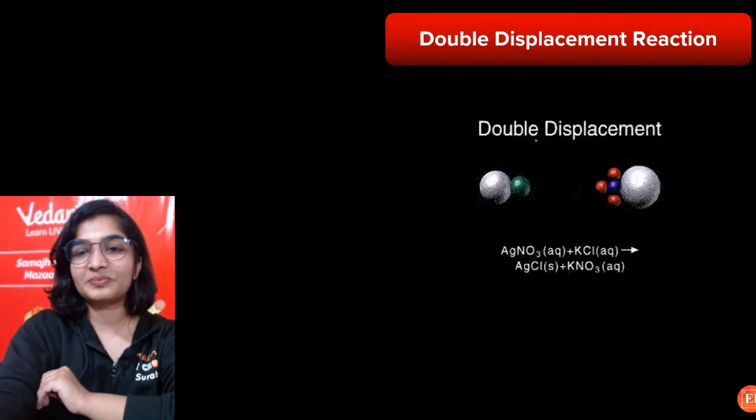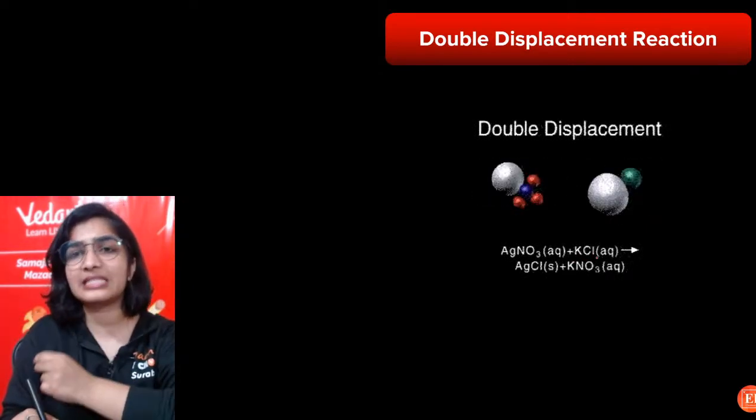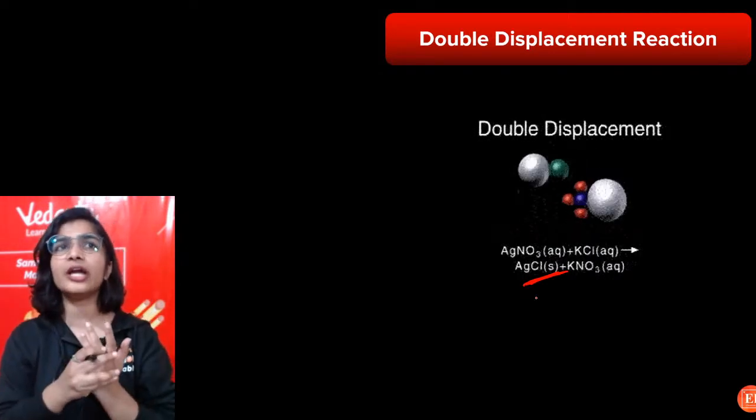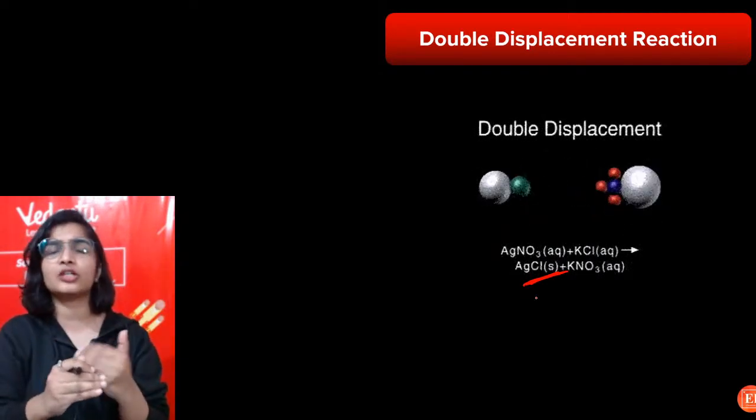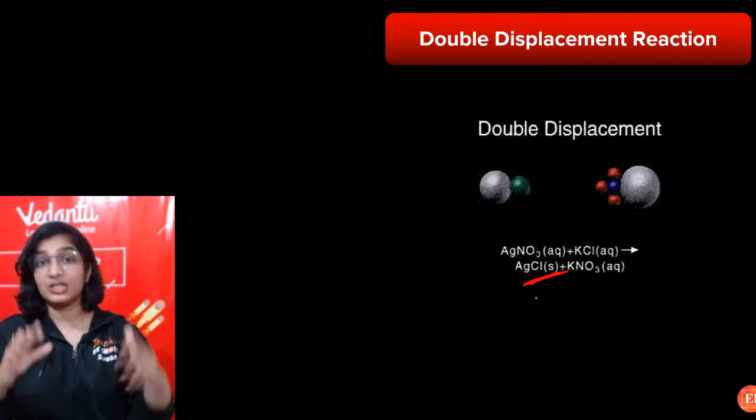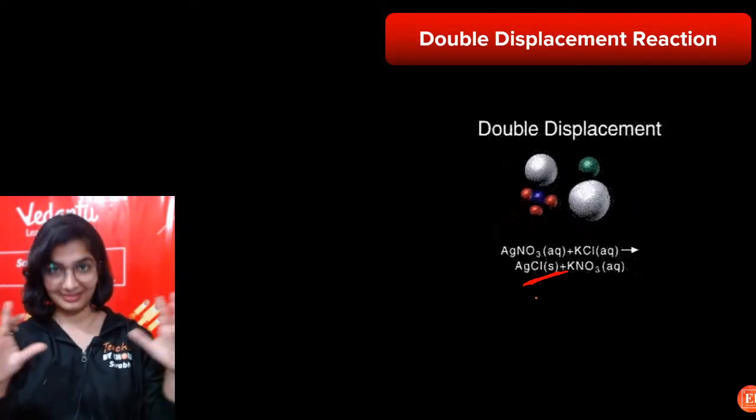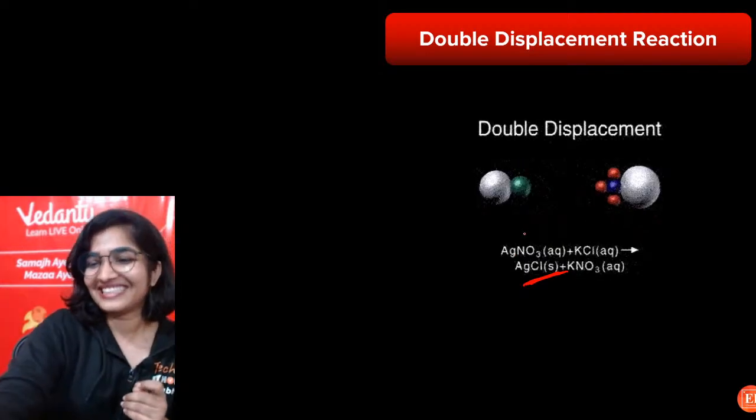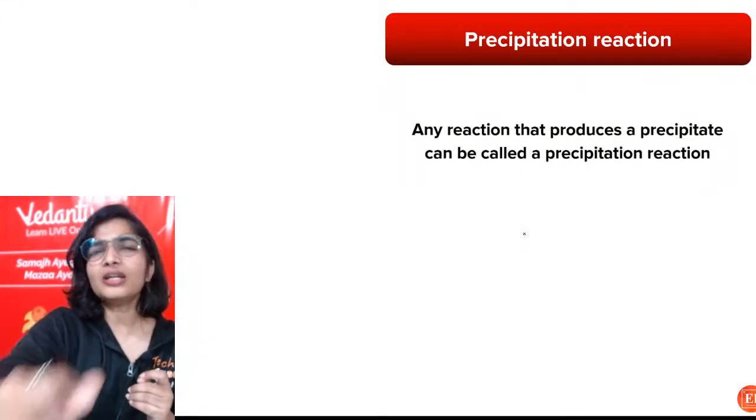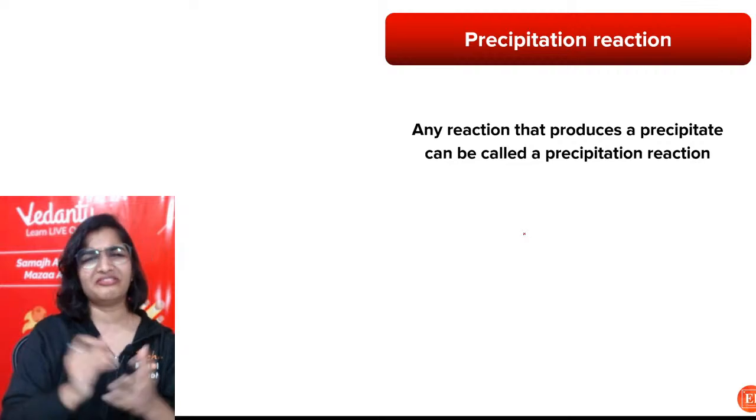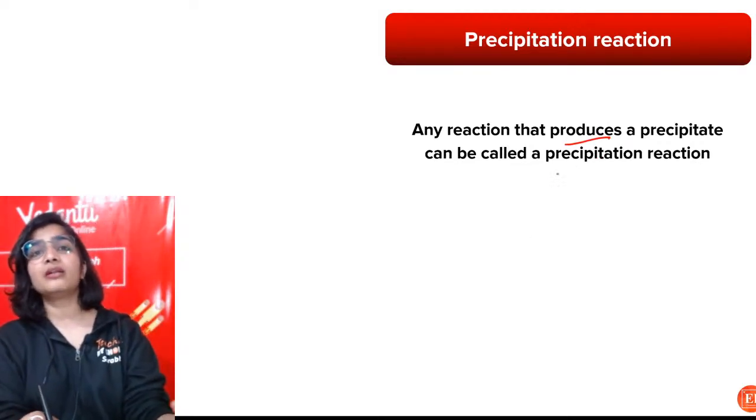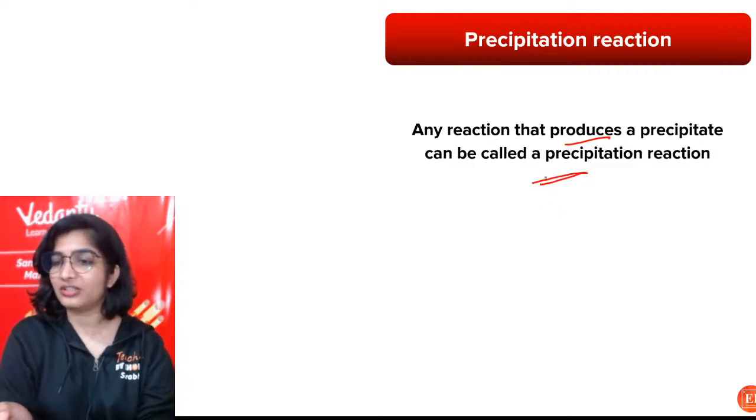Okay. So AgNO3 plus KCl, you will get AgCl, which is again a precipitate. So double displacement reactions are generally also precipitation reactions. Generally, again, there are exceptions. So what is a precipitation reaction? Very simple. Any reaction that produces a precipitate can be called a precipitation reaction.